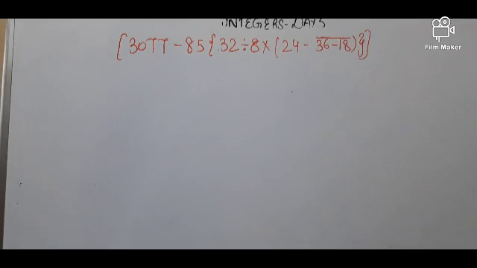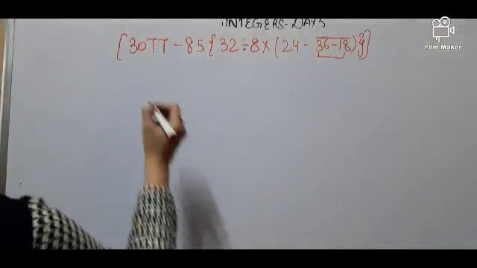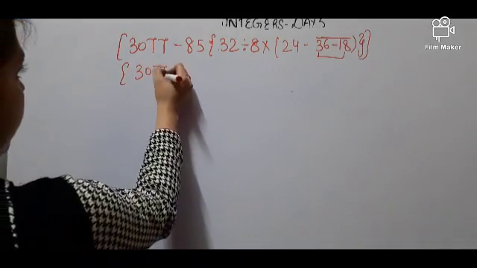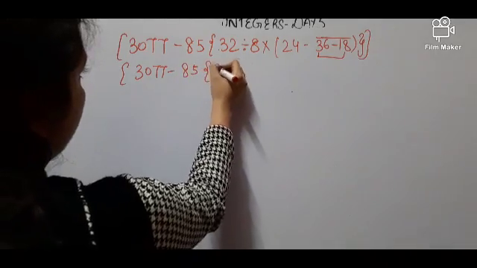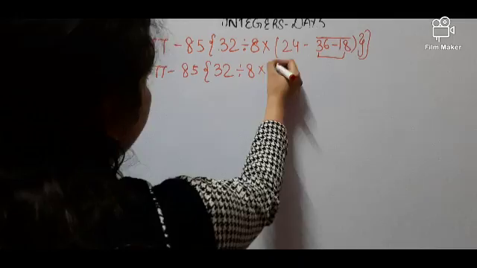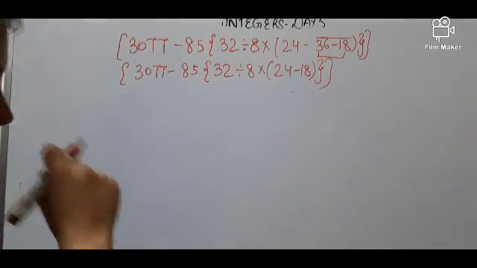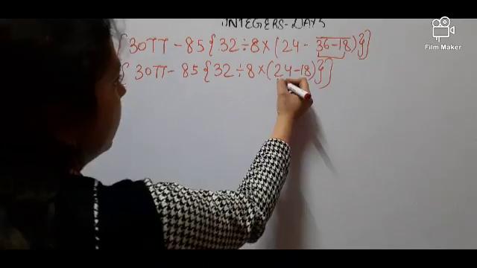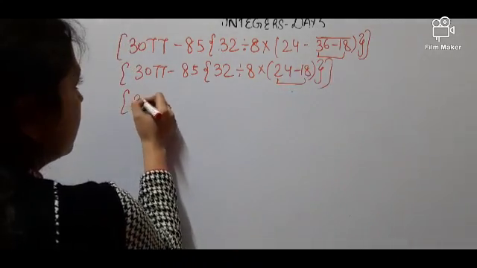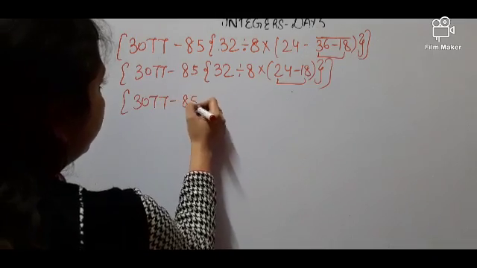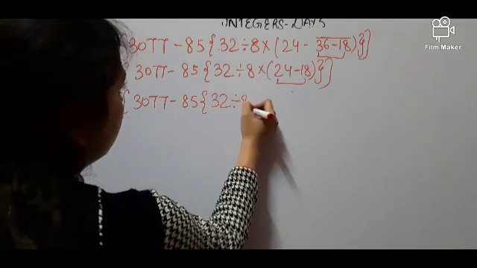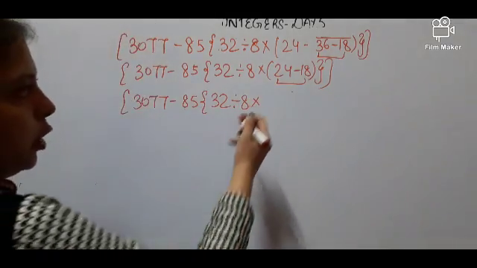So the next question has vinculum, division, multiplication and subtraction. First we will solve this vinculum. 36 minus 18 gives us 18, right? Then (24 minus 18), right? Yes. Next we will solve the round bracket. So 24 minus 18 gives us 6.